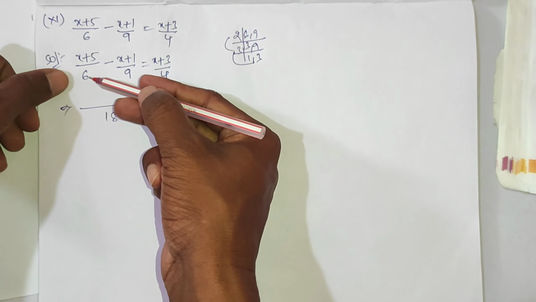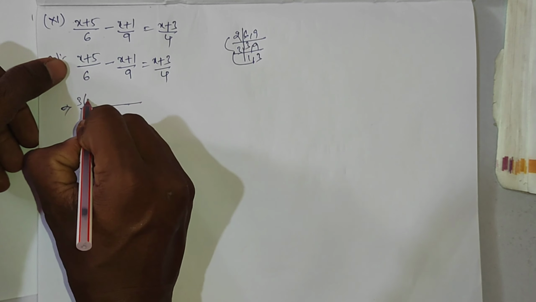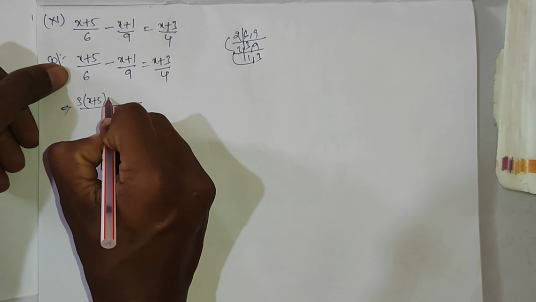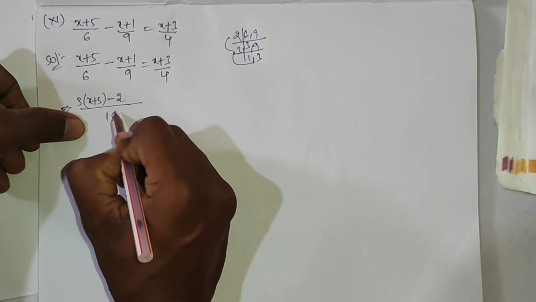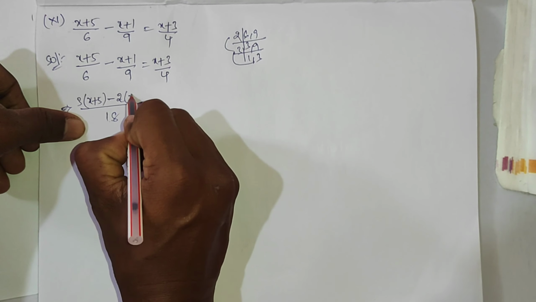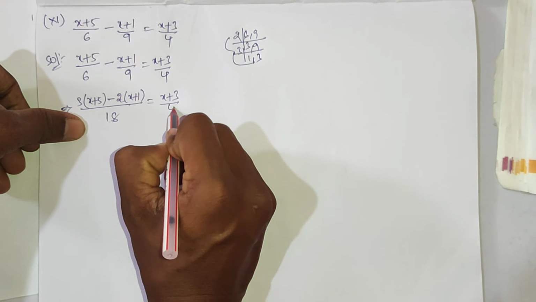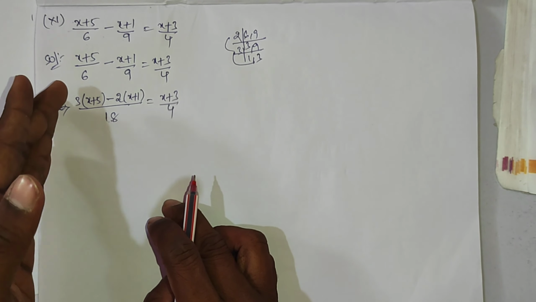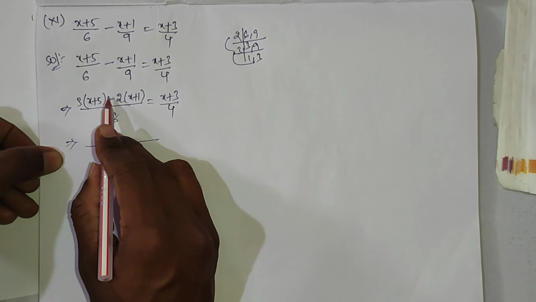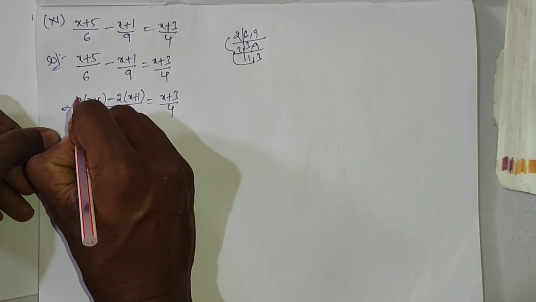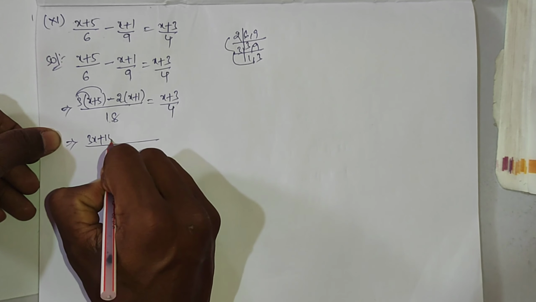Now if you compare the denominator here, in 6 table 18 how many times? 3 times, into the numerator you have here, x plus 5. Minus, in 9 table 18 how many times? 9 2s are 18. What's the numerator of 9 here? x plus 1 is equal to (x+3)/4. That means first I am solving the LHS part here. The denominator is 18. To remove the brackets, I am using the distributive property. 3 into x becomes 3x, plus 3 5s are 15.